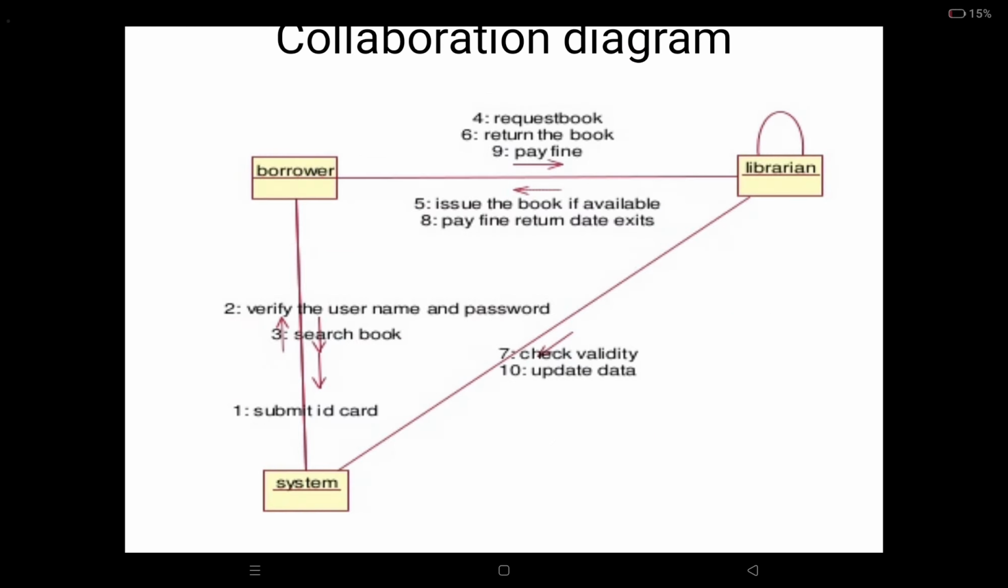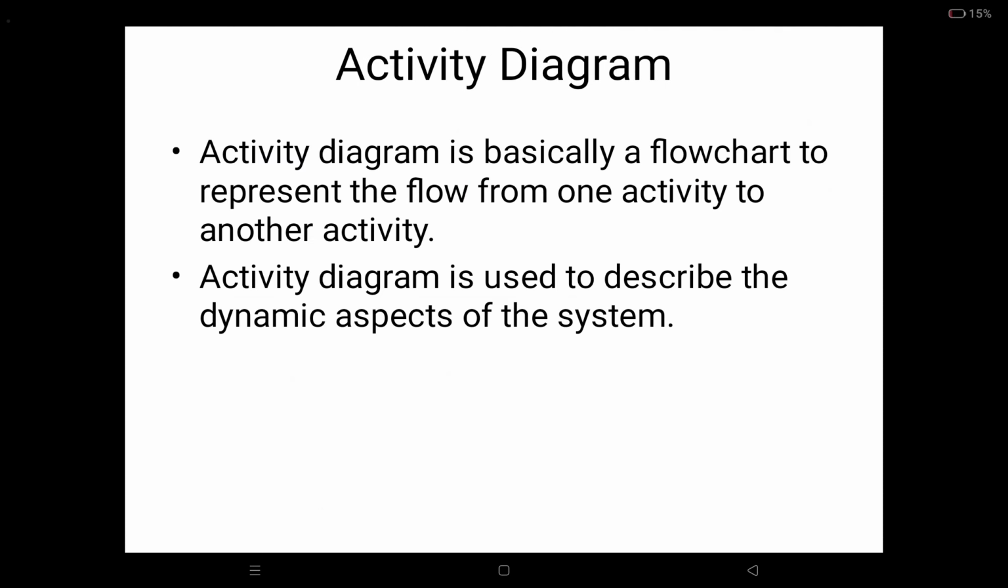Next, this is an example of a collaboration diagram. The collaboration diagram uses the network graph format. The objects can be placed anywhere. Here, the borrower, librarian, and system. A collaboration diagram is mainly used to show objects and their relationships. What is the relationship between the borrower object and the librarian? What is the relationship between the system and the librarian? It shows the relationship between objects. The other name for the collaboration diagram is the communication diagram.